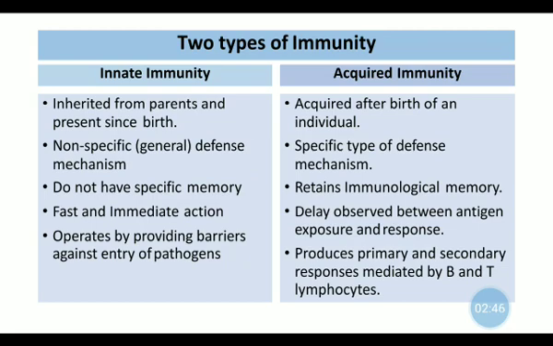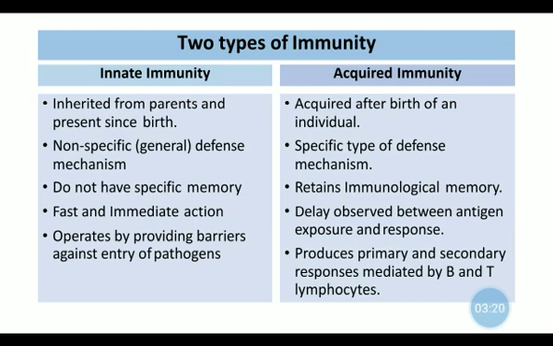Let us now study types of immunity. As you can see here, there are two types of immunity: innate immunity and acquired immunity. Innate immunity is inherited from parents and present since birth. It is a non-specific defense mechanism. It does not have specific memory. It has fast and immediate action. It operates by providing barriers against entry of pathogens.